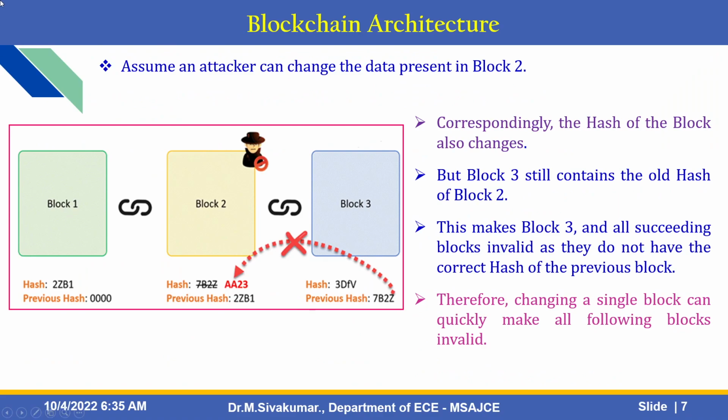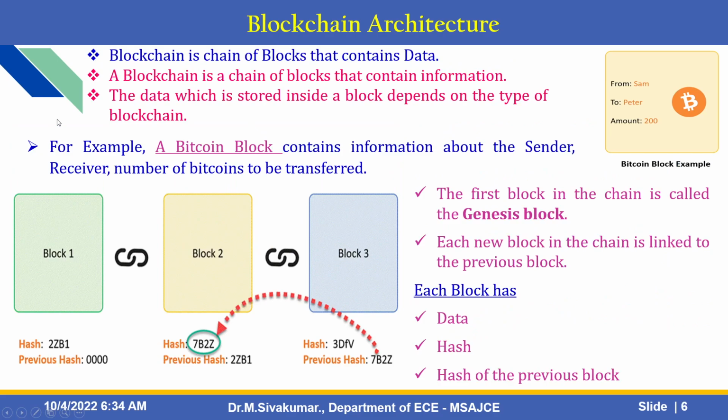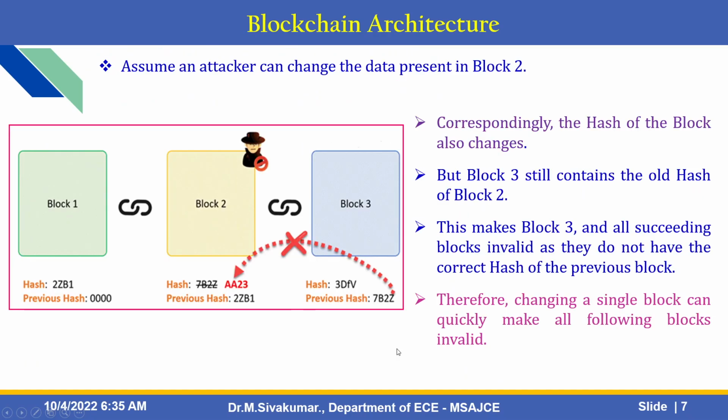Here, for example, let us see how it is immutable, how we are not able to hack the system. Here, in the previous one, just look at this general architecture. You can see the 7B2Z hash is coming into the next block. Hash is nothing but the unique ID generated by the block. Assume an attacker. Here there is an attacker in block 2 trying to change the data present in block 2. For example, he is trying to change the hash, change the data, trying to hack the system.